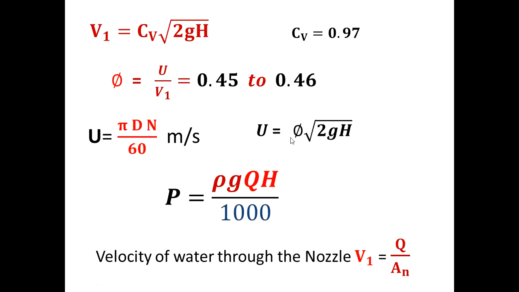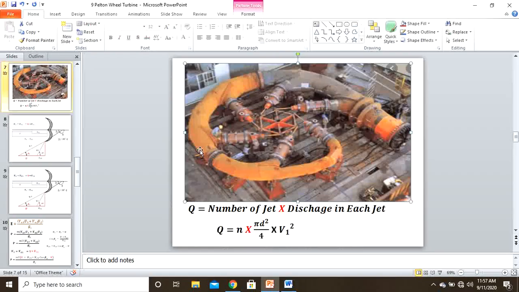So u is equal to, according to this equation, this is the formula. Therefore, power p is equal to rho g q h divided by 1000. Velocity of water through the nozzle is equal to q divided by the area of the nozzle. Thank you one and all.